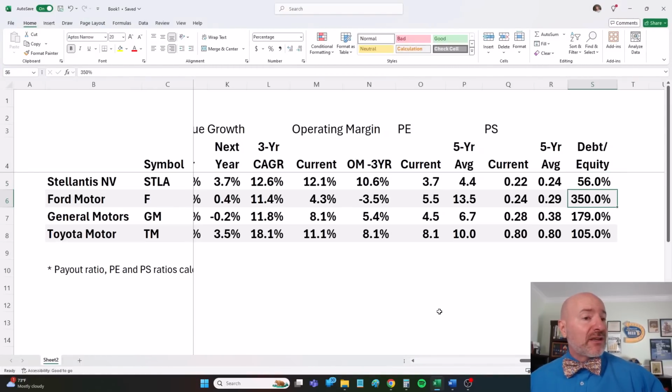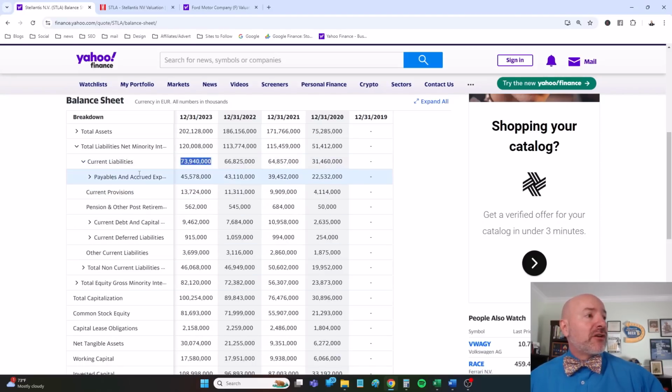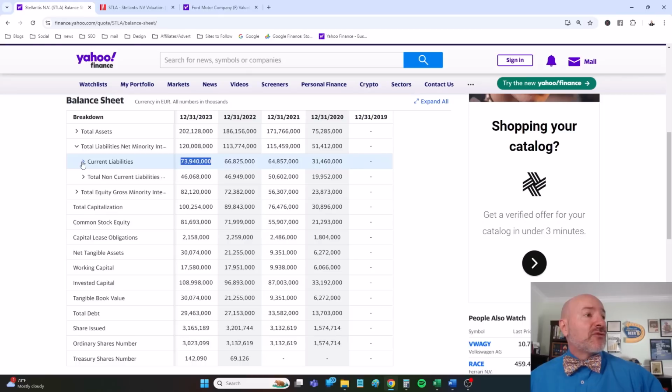0.56. And what I'm thinking here also is, Stellantis has so much current liabilities, so much debt coming due this year. Okay, if we look here, payables, pension, current debt, so they've got payables and accrued expenses, 45 billion, current provisions, 13 billion. They've got a lot of debt that is coming due this year that they have to refinance.